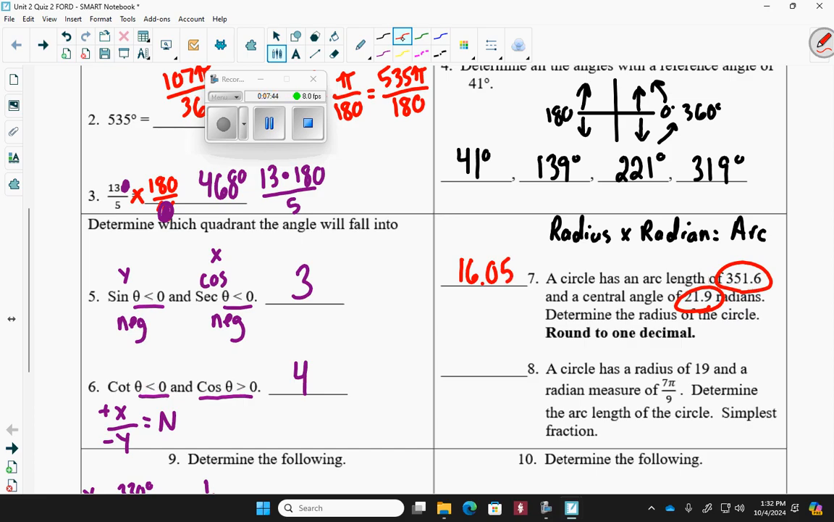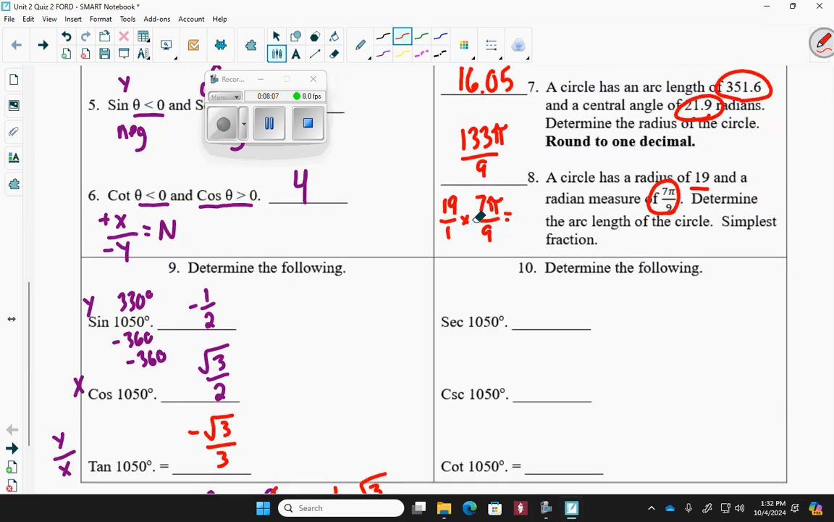Number 8 says a circle has a radius. So now we have a radius, and now we have the radian. So what we're going to do is multiply. So 19 over 1 times 7 pi over 9. When you do the math, 19 times 7, I believe that's going to be 133 pi over 9, and that will not reduce whatsoever.